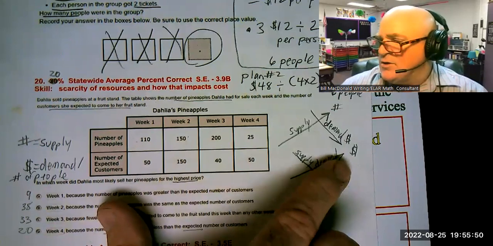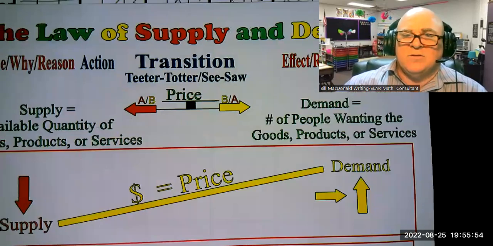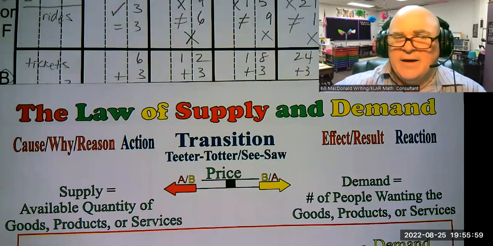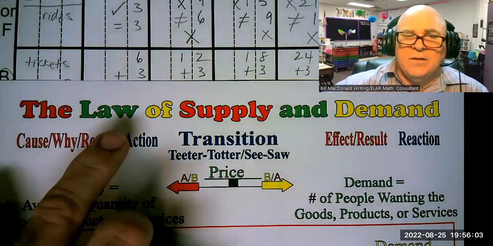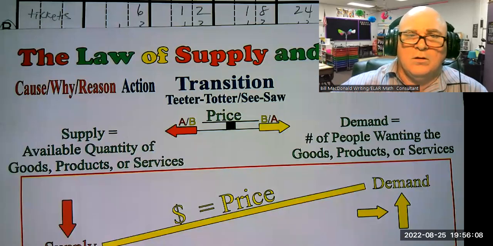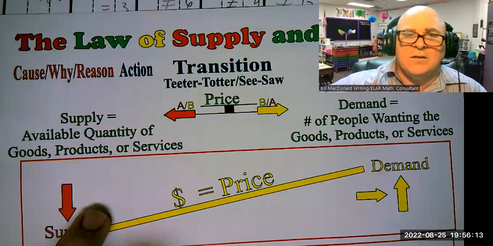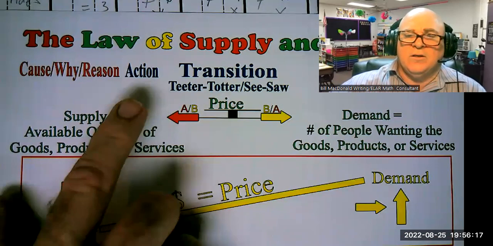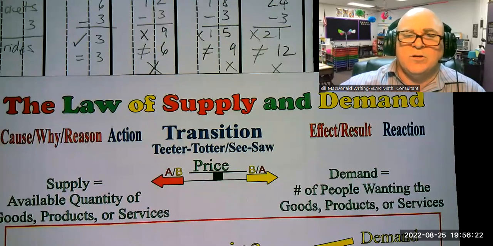So here's what that looks like in my law of supply and demand. Cause versus effect. Because the supply went down, because of some reason, because this certain action happened, well, the effect, the result, the reaction will be as follows.